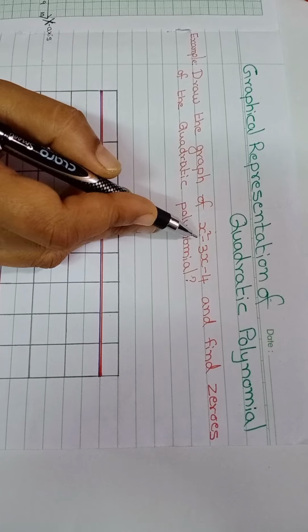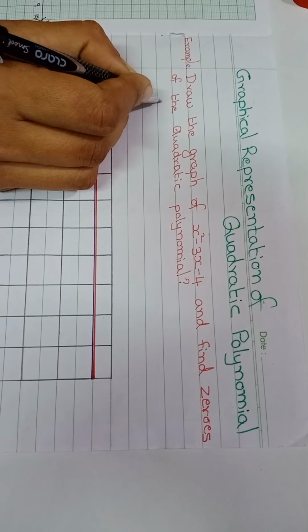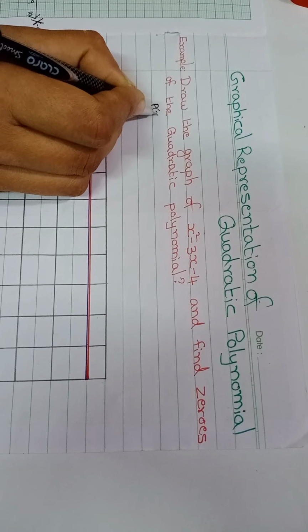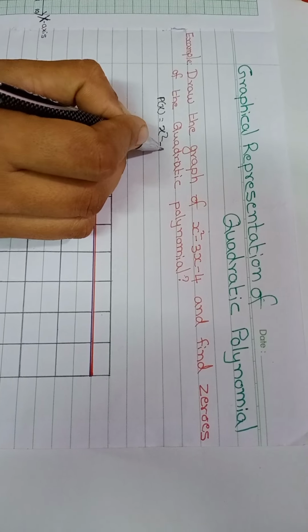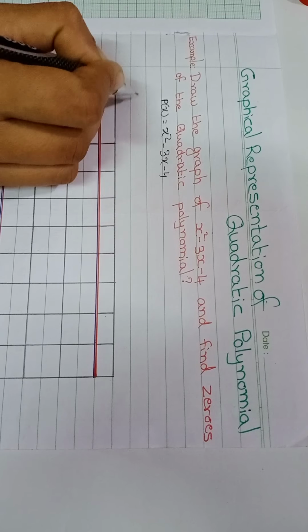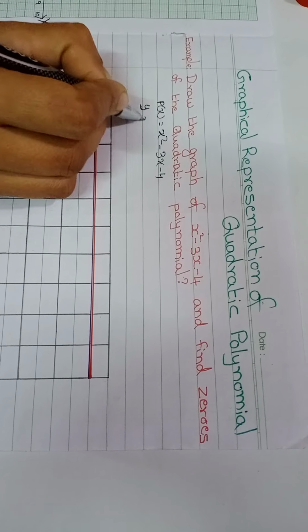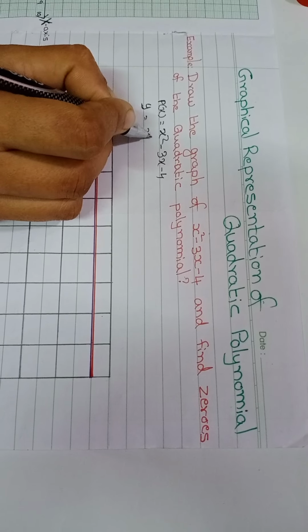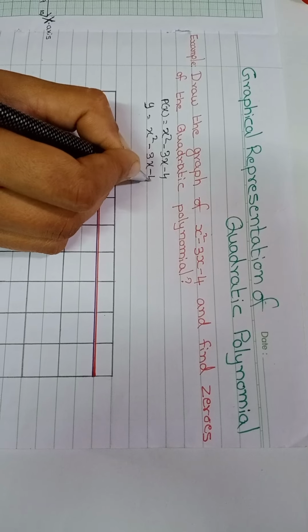Given quadratic polynomial, let p of x is equal to x square minus 3x minus 4. If p of x equal to y, take y equals x square minus 3x minus 4.